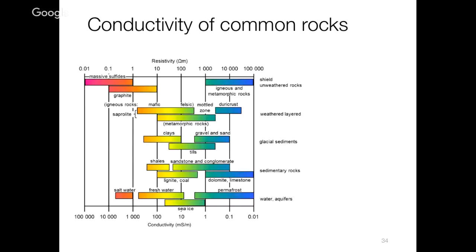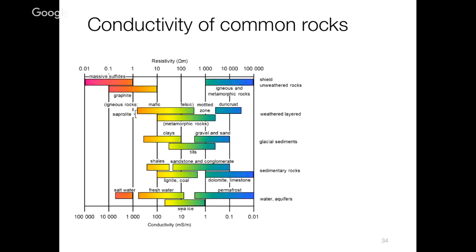The conductivity of common rocks, again, varies by many orders of magnitude. Well, actually, let's look at resistivity. On these rocks here, it goes from 0.01 to 100,000. That's 8 orders of magnitude. It's a lot. If we look up here at the rocks that are really resistive, what have we got? We've got igneous and metamorphic rocks, dolomites, limestones, permafrost. Those are really resistive. When we try to pass current through them, they're very resistive.